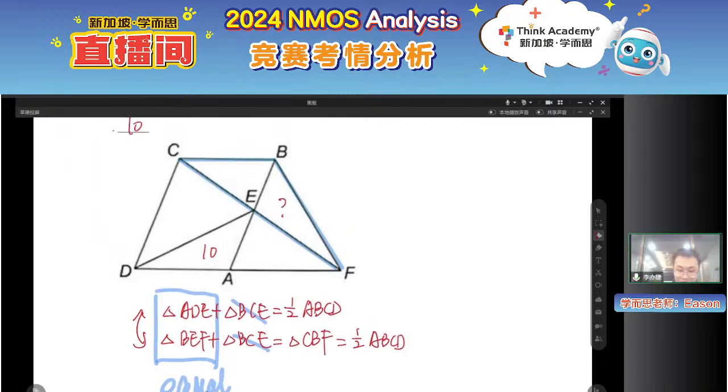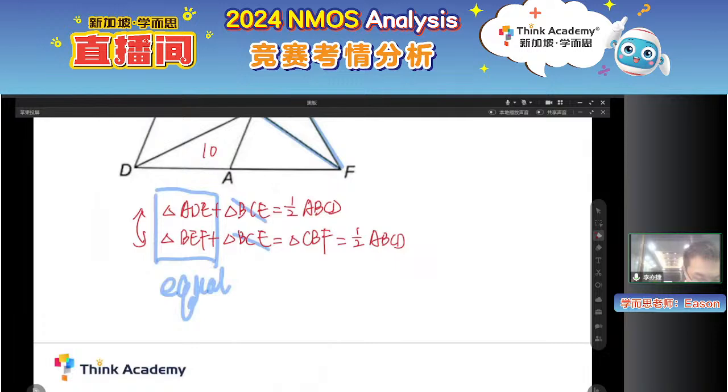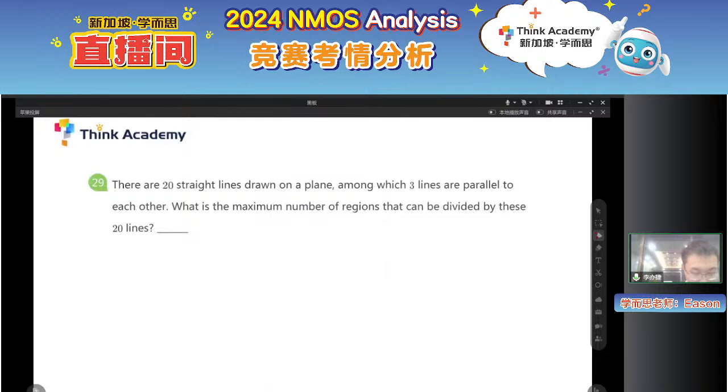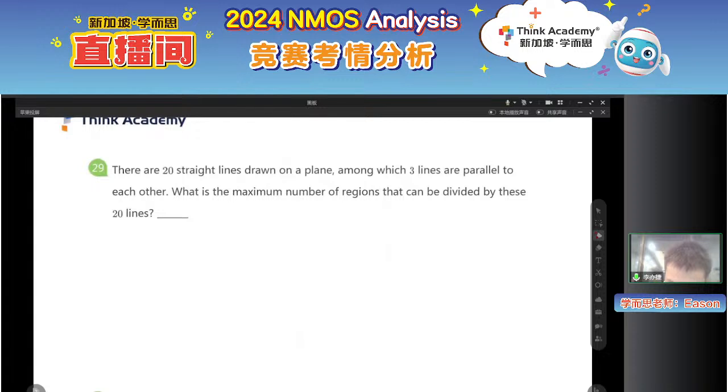Right. So remember my words for all geometry questions. I believe I've told you many times: guess bravely, but prove carefully. For me, this is an easy question. Anyway, you can guess. It's already 7:30. Maybe we should hurry up to finish before 8 o'clock. Okay, question 29.